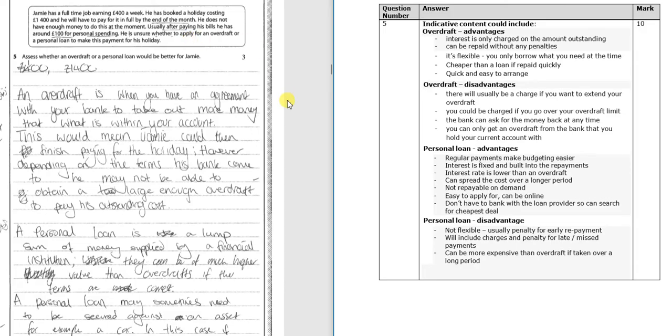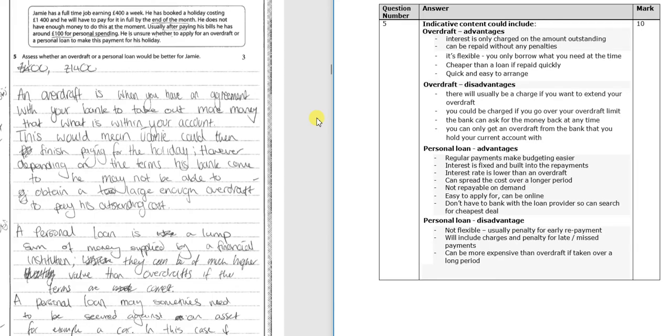Okay, so we can see that there's really 2 clear options here, and you need to divide your answer up sensibly, as this candidate has managed to do here. So separating it into the overdraft and separating it into the area of the loan. So you've got to be able to take out that clear information very easily to be able to answer this question well.